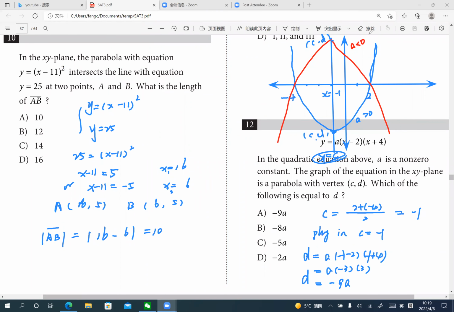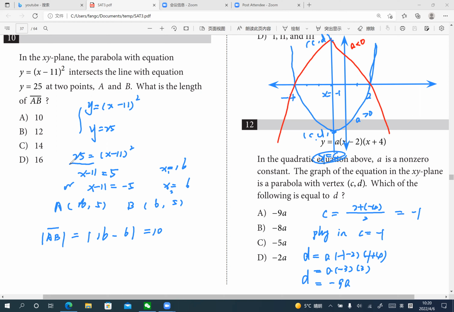Question 10. In the xy plane, the parabola with equation y equals (x minus 11) squared intersects the line with equation y equals 25 at 2 points A and B. What is the length of line segment AB? To find the intersection of two equations, we need to find the solution of the system of equations. So now we try to find the solution of the system of equations.